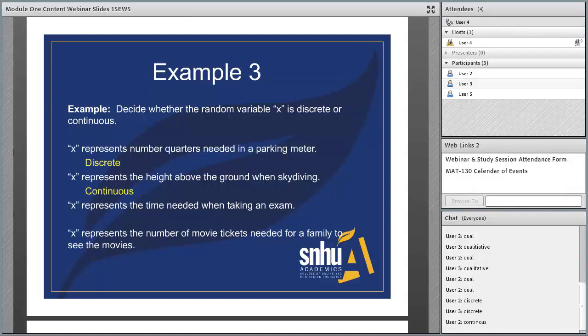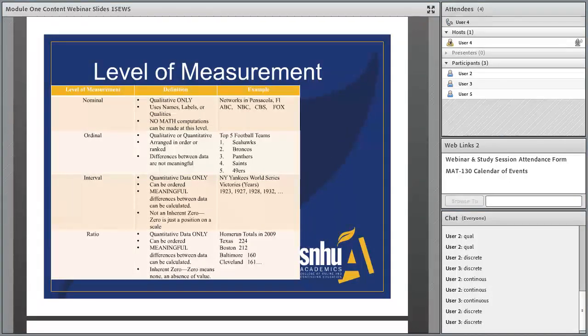Okay, the time needed when taking an exam. Good, continuous, right? Because you could take 45 minutes, or you could take 45 minutes and 1 second, or 45 minutes and half a second. Any kind of time is not specifically countable. Okay, and how about the number of movie tickets needed for a family to see the movies? All right, you guys are awesome. Discrete. Perfect.